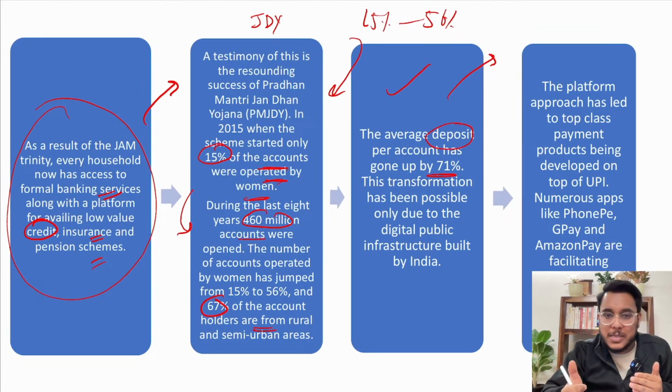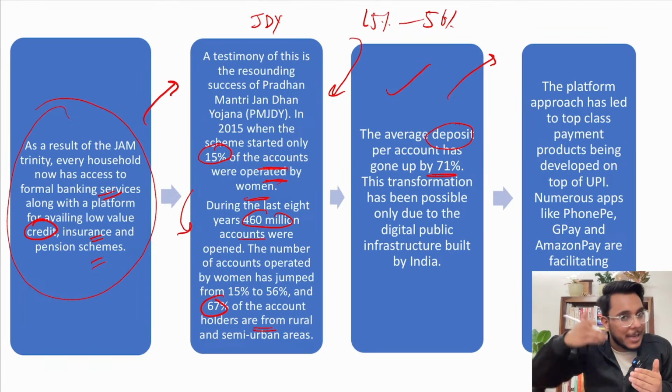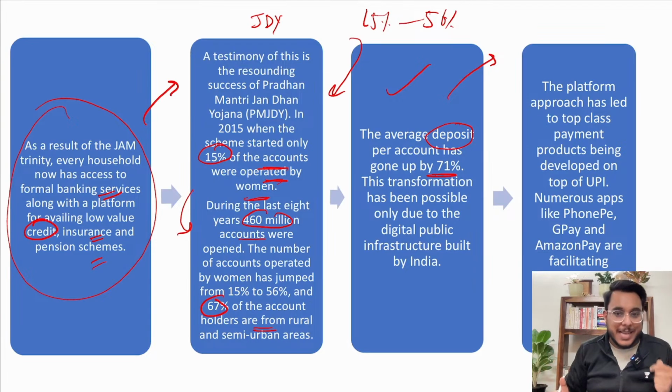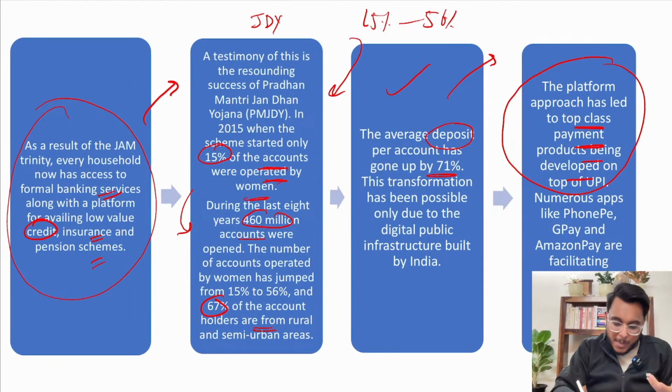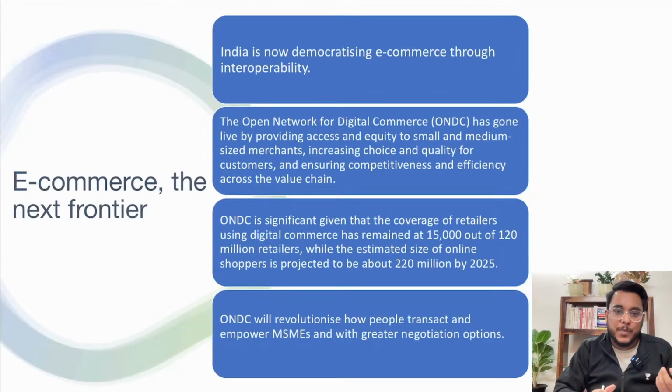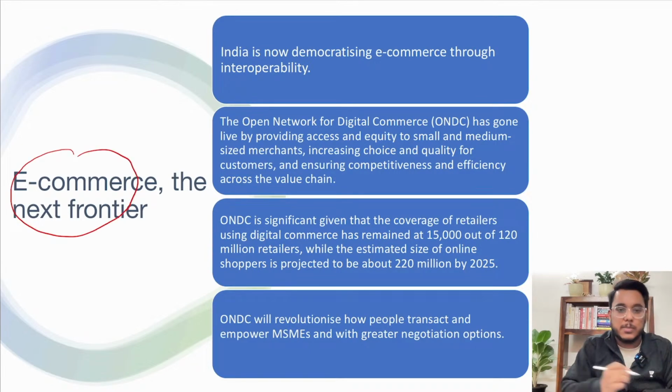As payments are being made directly into the Jandhan accounts, subsidy payments are coming there, pension payments are coming there, other government welfare scheme payments are coming there. So what has happened? The bank deposits have also increased. Now, the platform approach has led to top class payment products being developed by the UPI, by many apps which have been there. Okay. Now, the next thing where India is taking active intervention is in e-commerce.